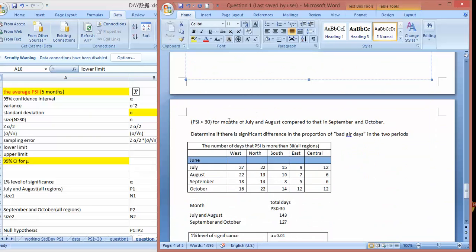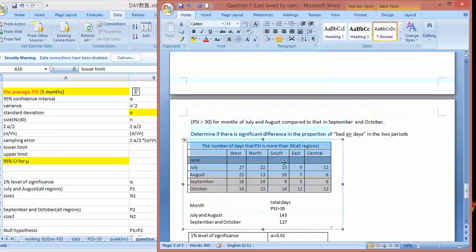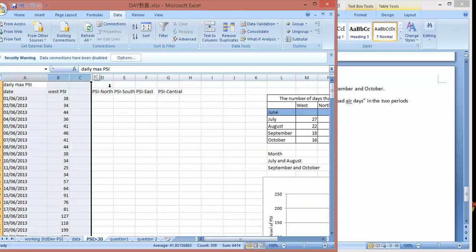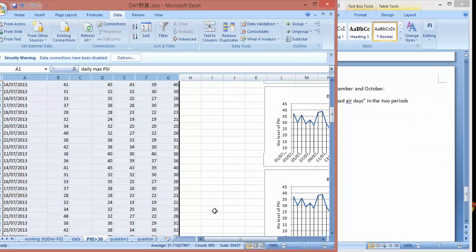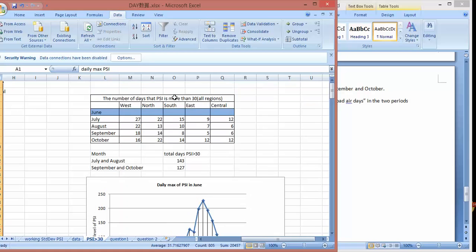For the second part, PXI is more than 30 for the months of July and August compared to September and October. In order to determine if there is a significant difference in the proportion of bad air days in the two periods, I need to get this table first. How can I get this information? I generate the daily max PXI first in the 5 regions, which is shown here. Then I count the number of days that PXI is more than 30, which is shown in this table.